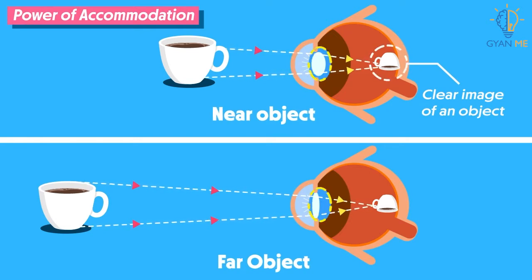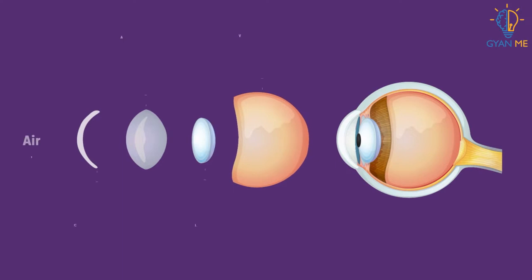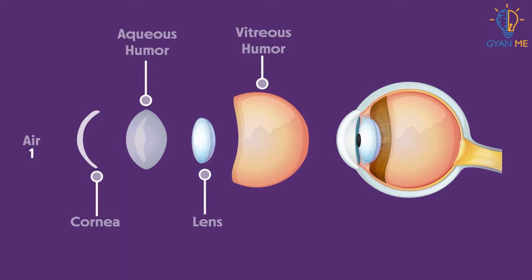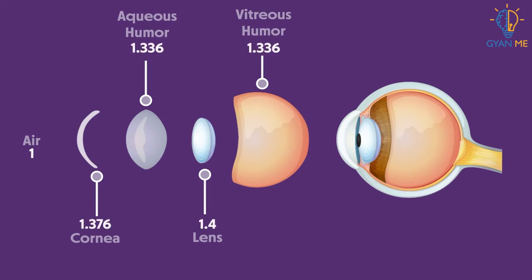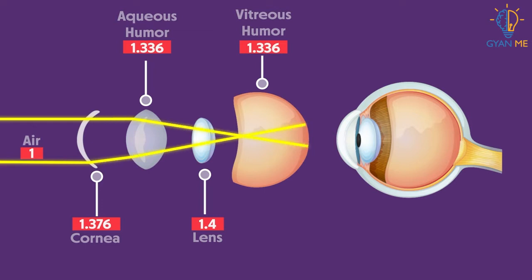But before looking at the accommodation power, let me tell you one important thing. Just look at all the mediums through which light passes. At one glance, we see that the refractive indices of air and cornea are largely different, whereas others are not that significantly different. Thus, the major part of the bending, that is refraction, happens at the air-cornea interface. Well, refraction does happen at other interfaces as well, but not as much as at this interface.